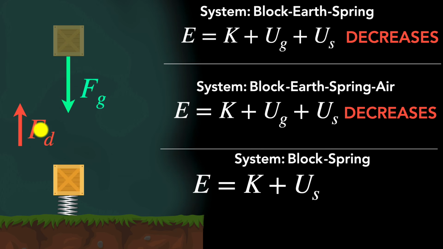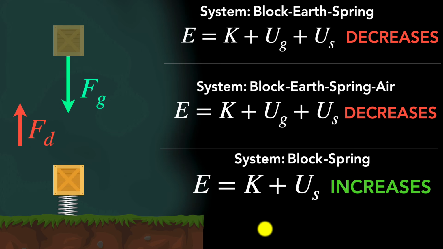And so now there are two forces doing work. Gravity is doing positive work on our system, and we have the drag force doing negative work on the system. Which one wins? Well, the drag force is going to be smaller than the force of gravity. I mean, if that was not the case, the block wouldn't fall in the first place, right? It wouldn't accelerate down in the first place. So the total work done on the system will still be positive. And so the mechanical energy of the system increases.